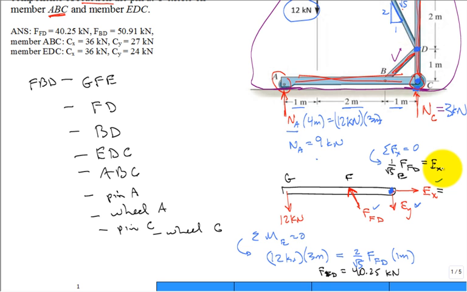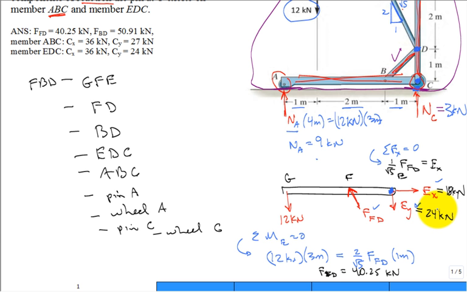No, I probably didn't solve for it. No, it's 18 kilonewton. And then we could solve for E sub y. And E sub y is the sum of the forces in the y, and it comes in at 24 kilonewton. You agree? Good? Anybody else agree on those two?